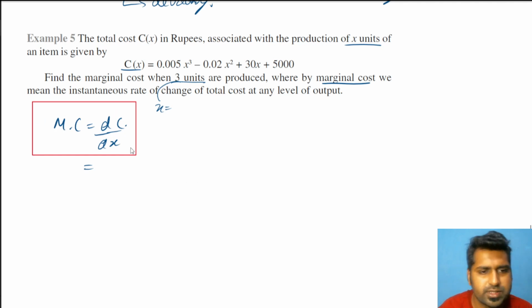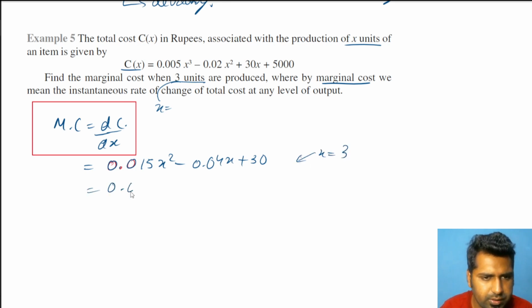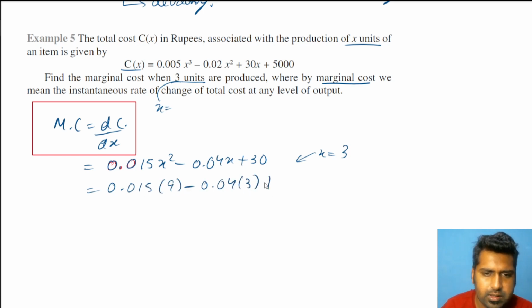Okay. Sometimes students leave this question just because they don't know the word marginal cost. So differentiate this. If we differentiate with respect to x, that's normal differentiation, 0.015 x square minus 2 will come down, 0.04 x plus 30. Okay, that's the differentiation, and put the value of x as how much? 3. So done. So 0.015 into 3 square is 9 minus 0.04 into 3 plus 30.